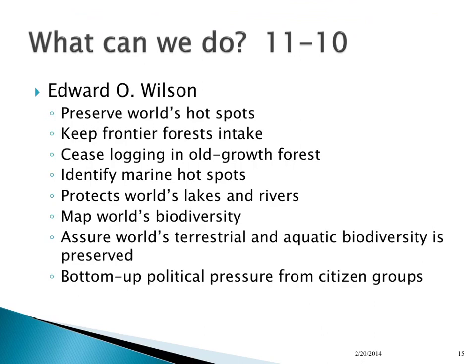Protect the world's lakes and rivers. We need to map the world's biodiversity. We need to assure the world's terrestrial and aquatic biodiversity is preserved. And we need bottom-up political pressure from citizens groups, even things such as the Sierra Club, putting pressure on our government agencies to try to protect this stuff. All right, that's it for Chapter 11.